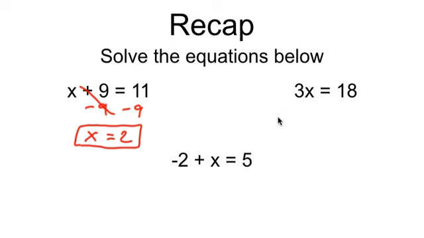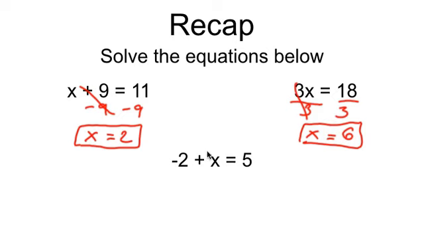Now I can do the same thing over here. I've got 3 times x. I need to isolate that x, which means I need to get rid of that coefficient of 3. So to undo multiplying by 3, I need to divide by 3. Multiplying and dividing, they cancel each other out. My variable is isolated. 18 divided by 3 is 6. And of course I can check every single one of these by substituting it back in.